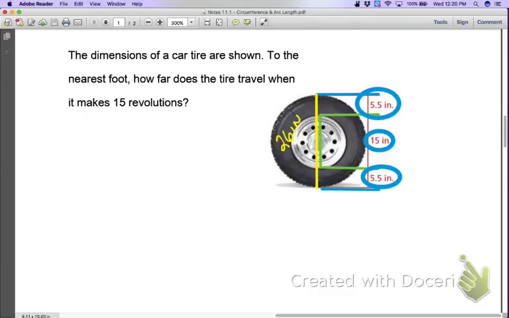So with that, can we figure out how many inches or feet? Okay, let's just keep it in inches for right now, and then we'll convert it to feet in a minute. So if the diameter of the whole thing is 26 inches, what's the circumference of my tire? How far is it going to travel?